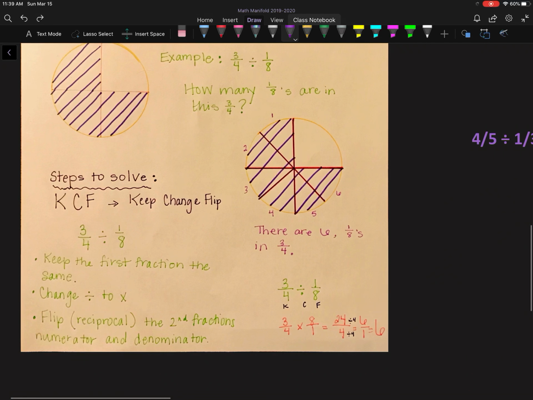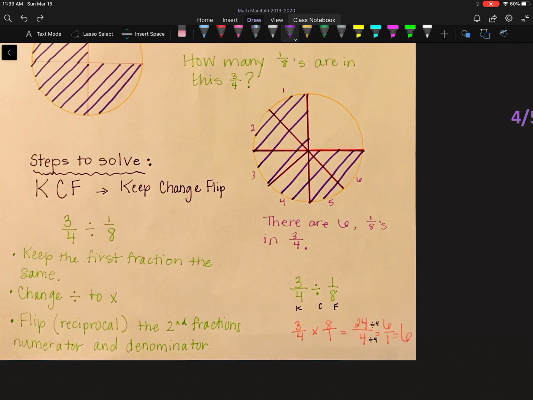So going through step by step, I love dividing by fractions. Every time I see the KCF, it makes me think of Kentucky Fried Chicken, even though the C and the F are flipped. But it is KCF and not KFC. So we're going to follow the steps of keep, change, flip. We have 3/4. We're going to keep our first fraction the exact same. We're going to change division to multiplication, and we're going to flip, or what's called the reciprocal of the second fraction. So we're going to flip the numerator and denominator.